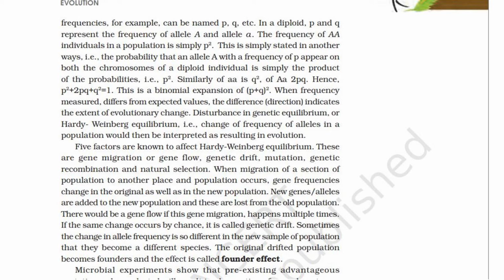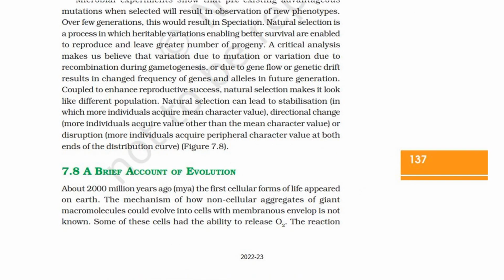If the same change occurs by chance, it is called genetic drift. Sometimes the change in allele frequency is so different in the new sample of population that they become a different species. The original drifted population becomes founders and the effect is called founder effect. Microbial experiments show that pre-existing advantageous mutations when selected will result in observation of new phenotypes. Over few generations, this would result in speciation.